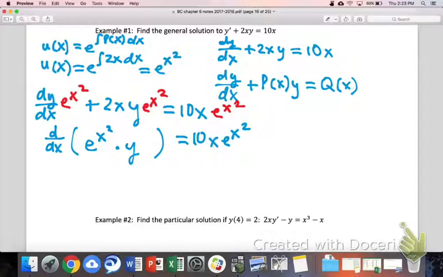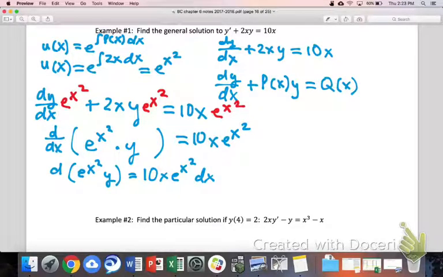Okay. So we're going to separate some things out here a little bit. What I'm going to do is multiply both sides by dx. So if I multiply both sides by dx, I'm going to get the differential of e to the x squared times y is equal to 10x e to the x squared times dx.